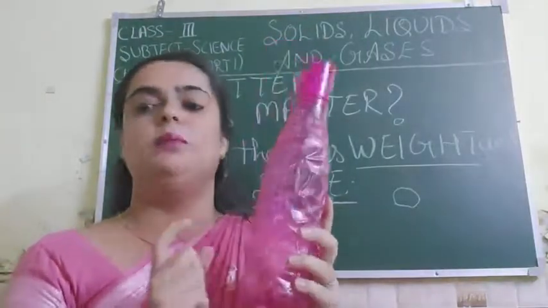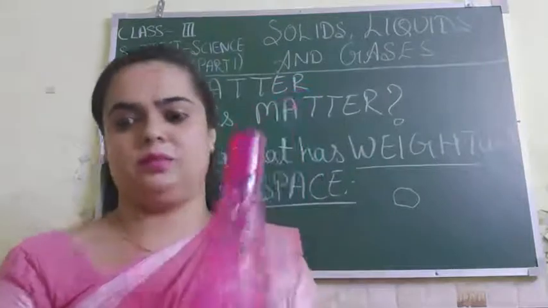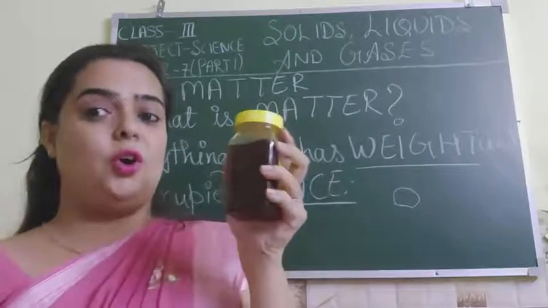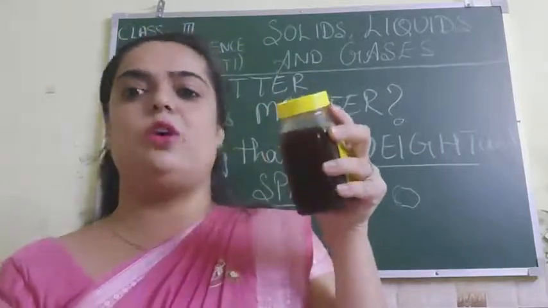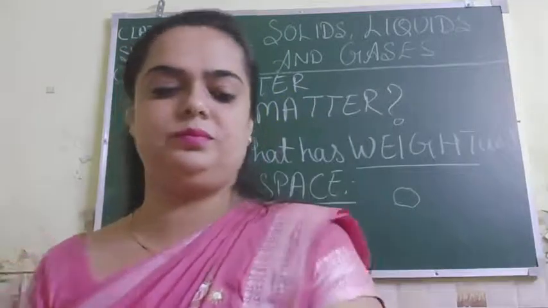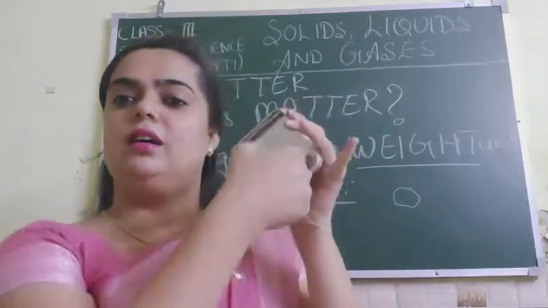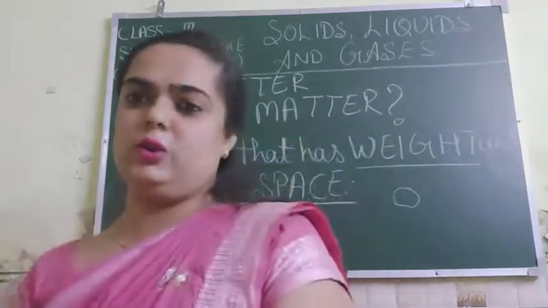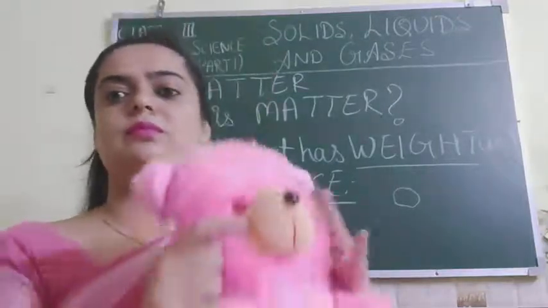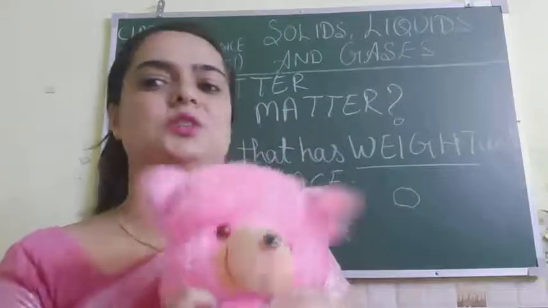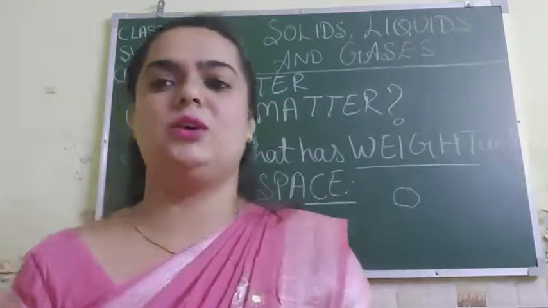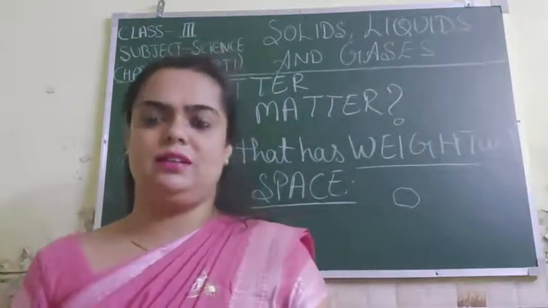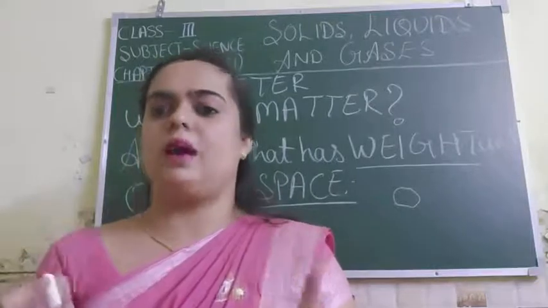Plastic. Plastic is also matter. Honey. We all like honey, right? Honey also is matter. Then metals. Metals are also matter. Toys, soft toys, they are also matter. So children, basically whatever you see, everything is matter.